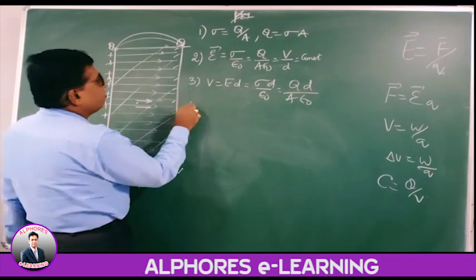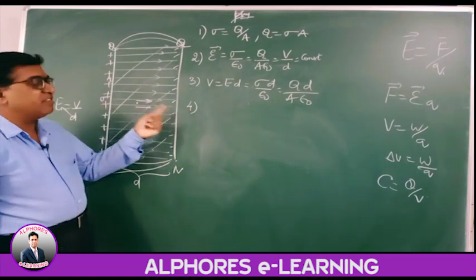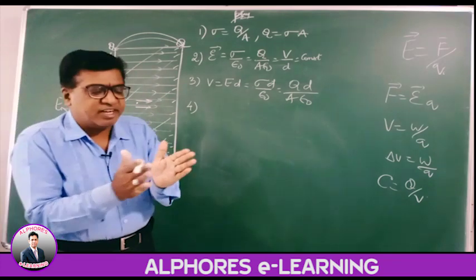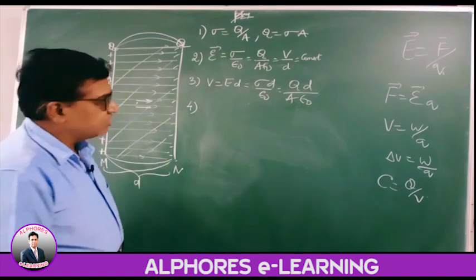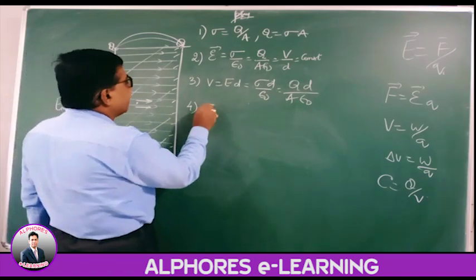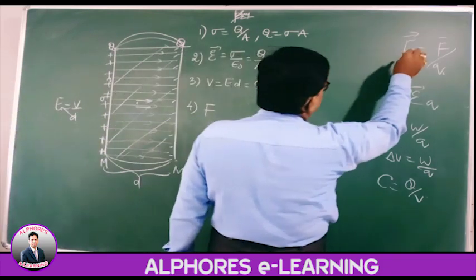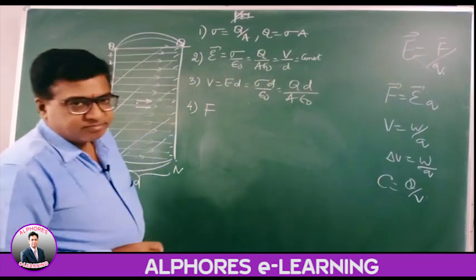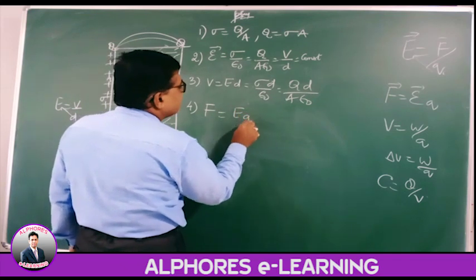Now, fourth point, what is the force of attraction between these two plates? This plate is positive, this plate is negative. Positive and negative, unlike charges, attract. There is a force of attraction. Now what is the force of attraction between these two plates? We know the electric field intensity E, and the force experienced F is equal to QE. So force F is E into charge Q.